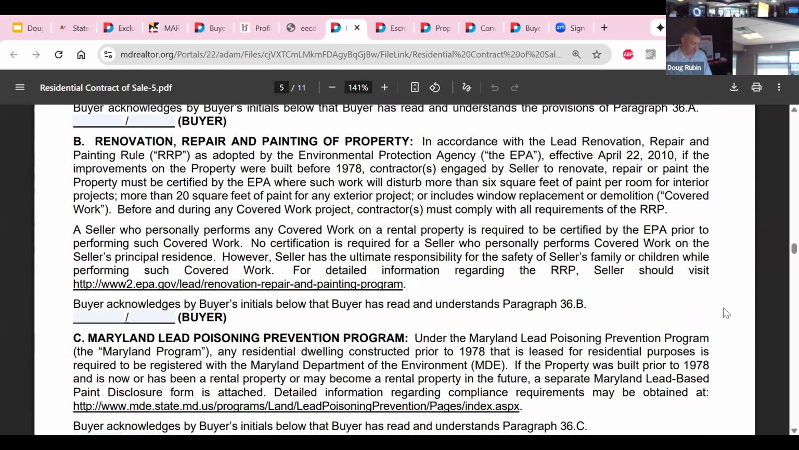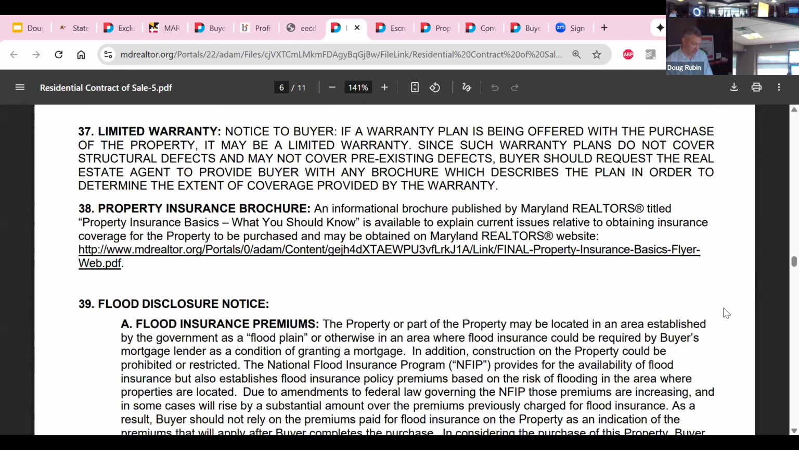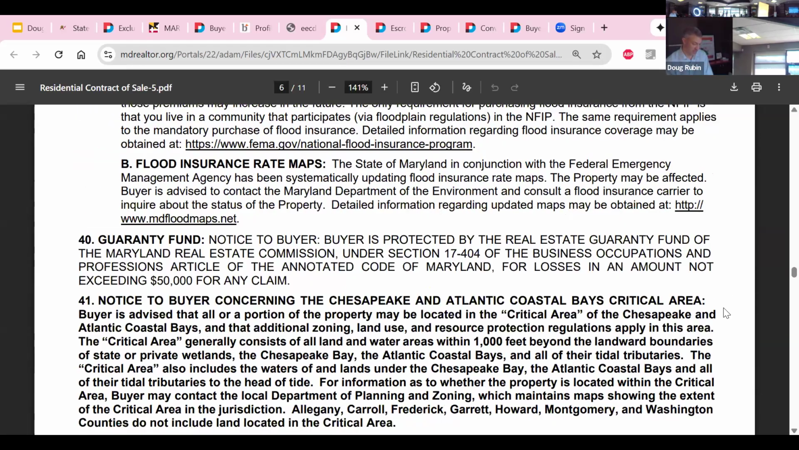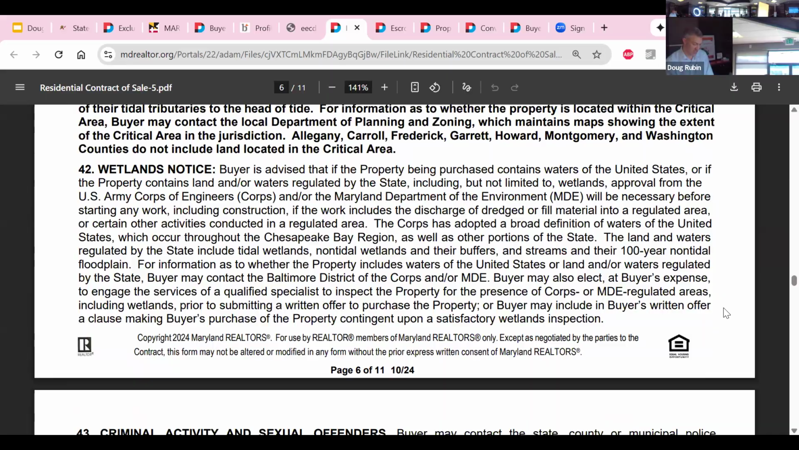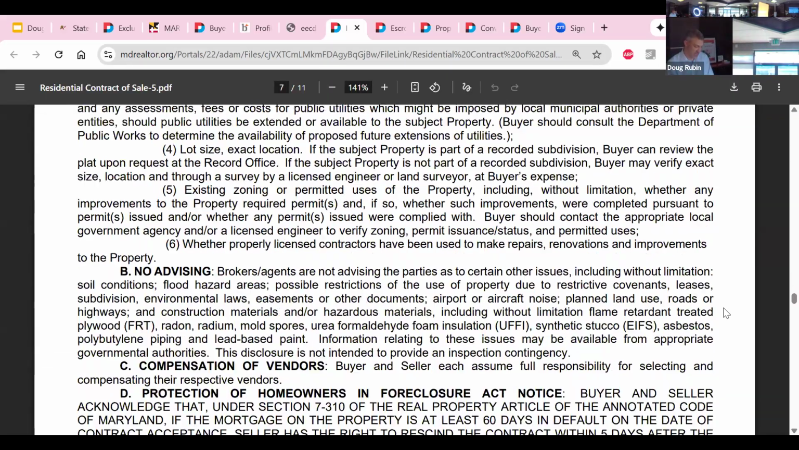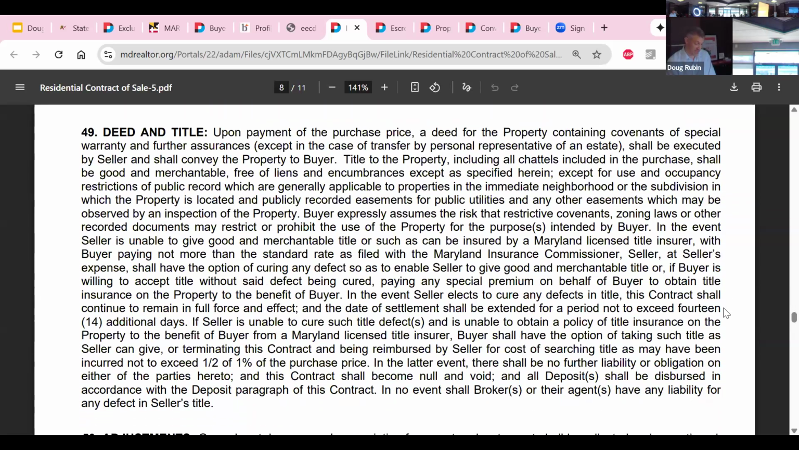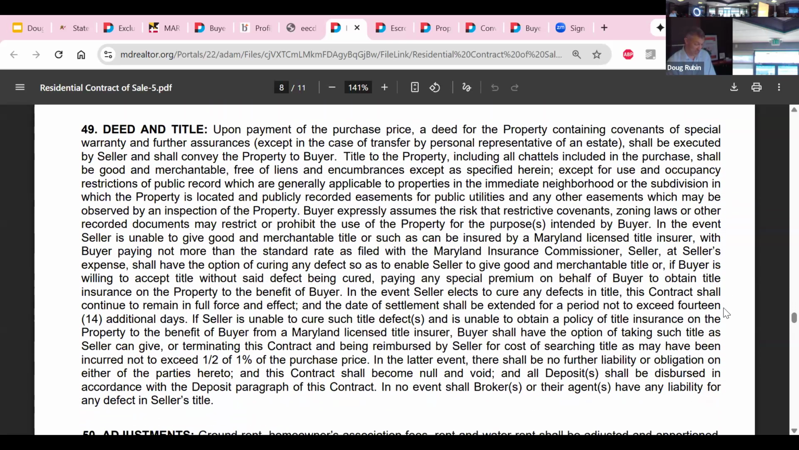Buyer has to initial that they understand about lead paint. Right, this stuff is not that exciting. Seller has to actually be able to convey title. There is kind of a fun provision in here.